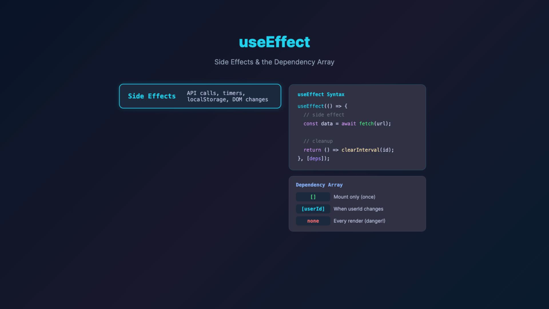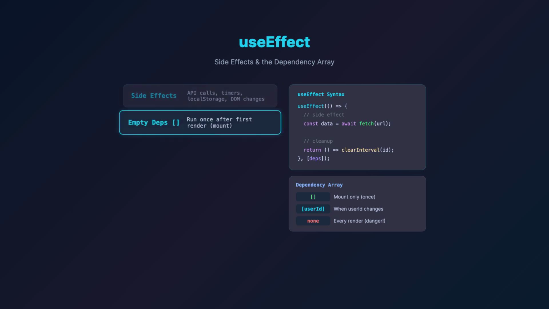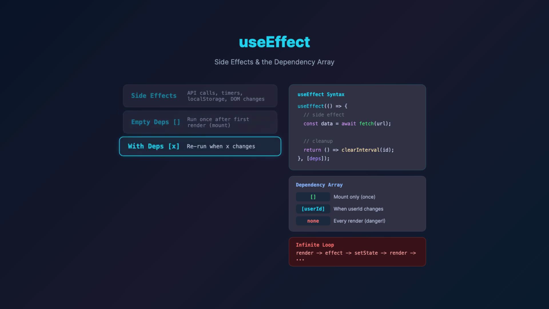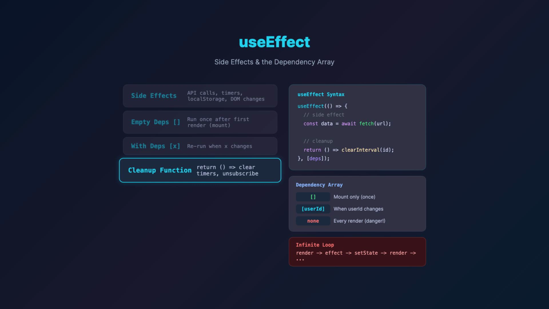The callback runs after the component renders. The dependency array controls when it runs again. An empty array means run once after the first render. Perfect for fetching data when the component mounts. If you add variables to the array, the effect reruns whenever those variables change. useEffect(() => fetchData(), [userId]). Now it refetches whenever userId changes.